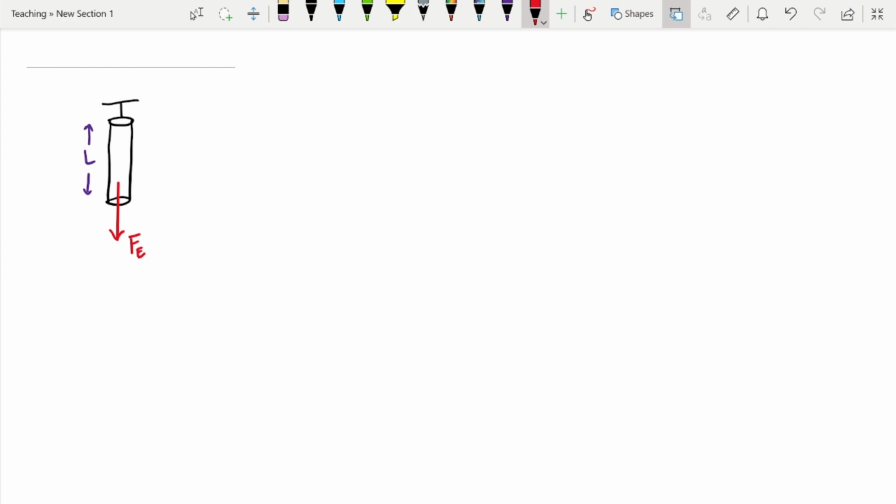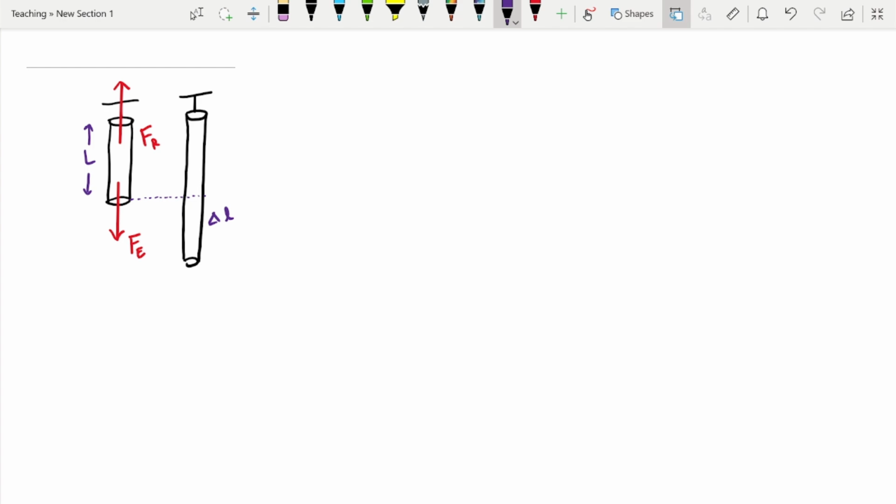And what will happen for this external force? A restoring force will be created in this rubber, acting in the opposite direction, which we can say is Fr, of the same magnitude. Then we will see some deformation in this rubber. The rubber will get elongated, right? And we can clearly see a change in length of this rubber, which is delta L.